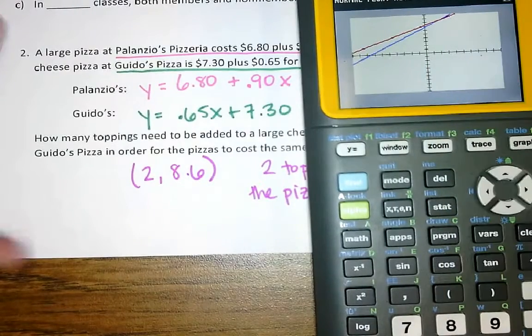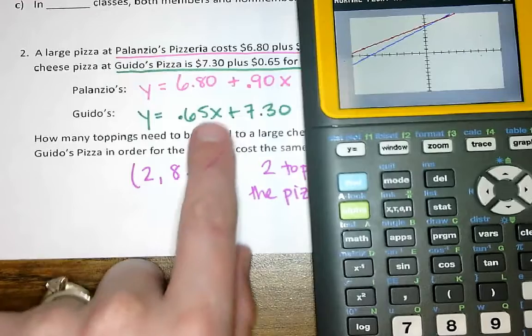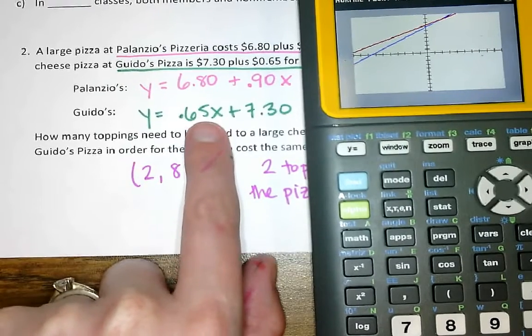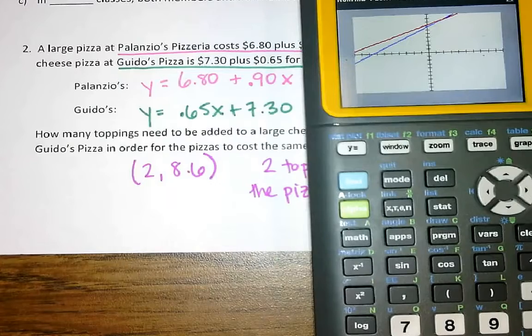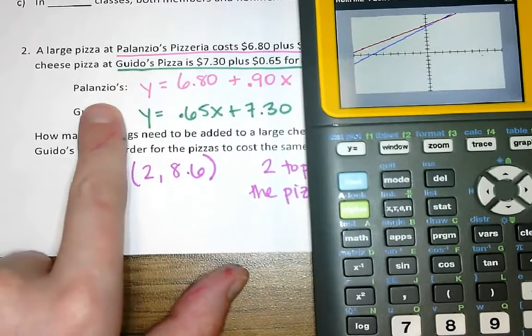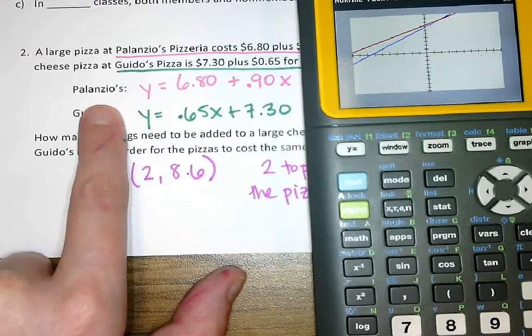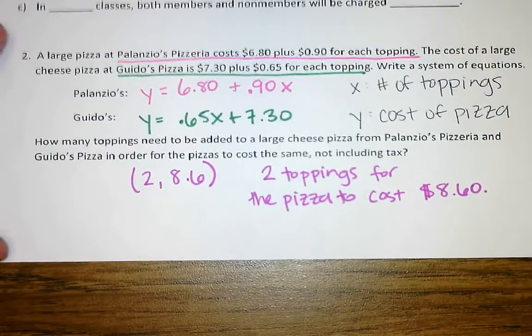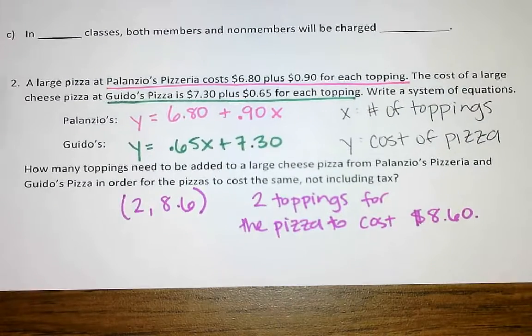But if you are my children who only eat cheese pizza, then where do you want to go? Palanzio's, because that's the cheaper pizza. Does that make sense, guys? Are you guys kind of tracking? So that's why these kinds of things are nice to see. All right? So now what I'm going to do is I'm going to pass out a little worksheet that we are going to work on together.